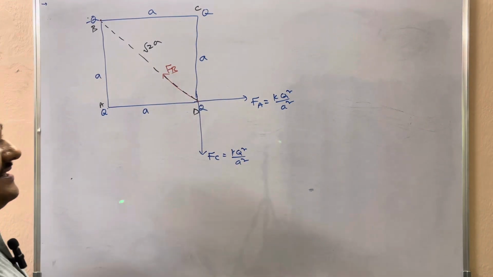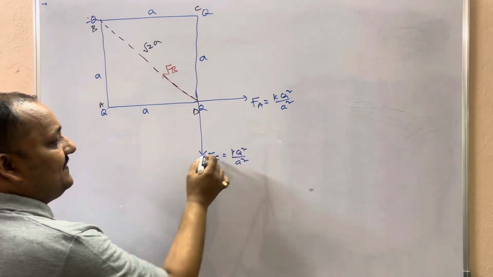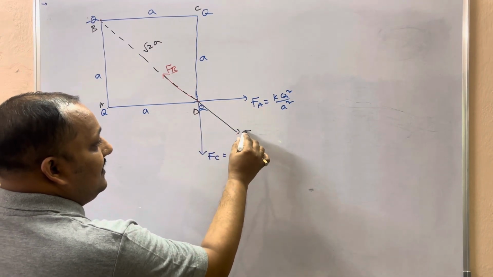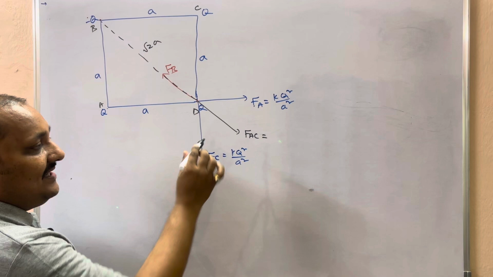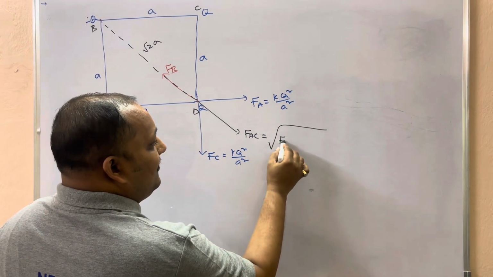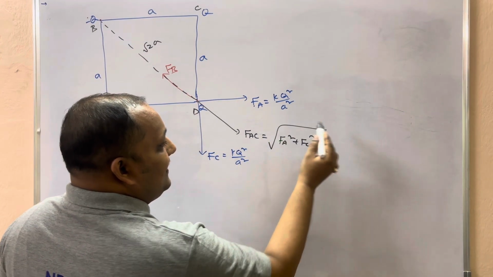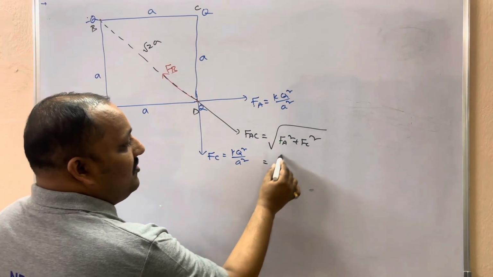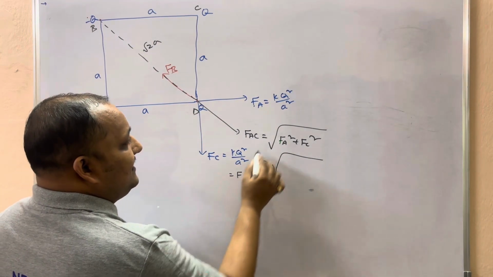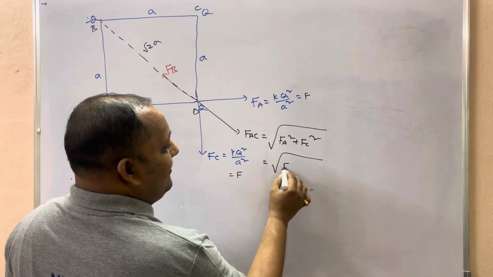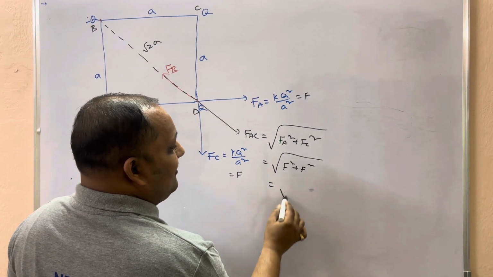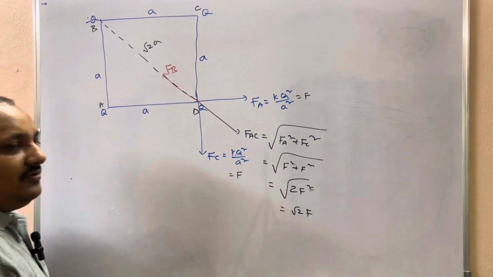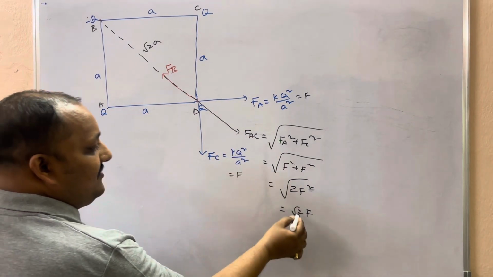Now, what is the resultant of FA and FC? The resultant will be this one, FAC. What is FAC? Root of FA square plus FC square, because cos 90 is 0. Both are going to be the same. Let us assume this is F, this is F. So F square plus F square, root 2 F square, therefore root 2 F. So FAC is root 2 F.